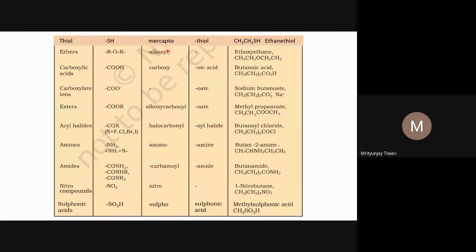The IUPAC group prefix for ethers is alkoxy. And the method we follow to write the name, as I have said earlier, is we see which carbon chain is longest. Out of the two alkyl groups, the one which contains the larger number of carbon atoms is considered the principal chain, and the other chain with the lower number of carbon atoms, attached through the oxygen atom, is called alkoxy. Since both here are ethyl groups, CH3CH2, anyone can be considered. If you consider one as ethoxy, this becomes ethoxyethane.